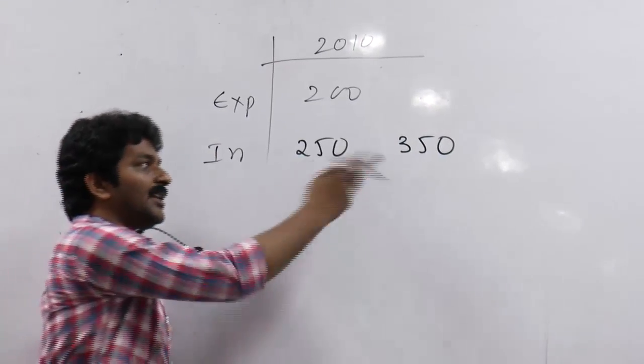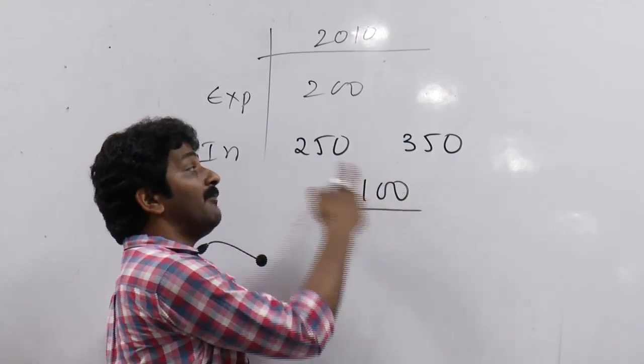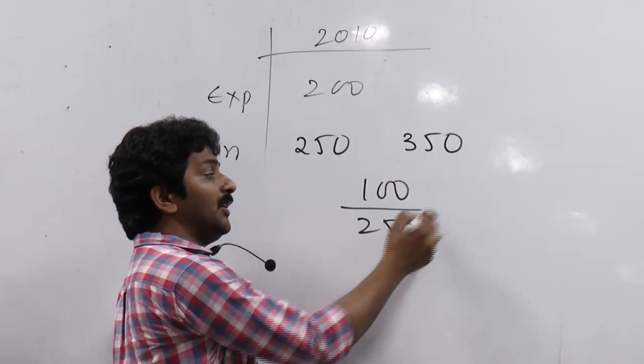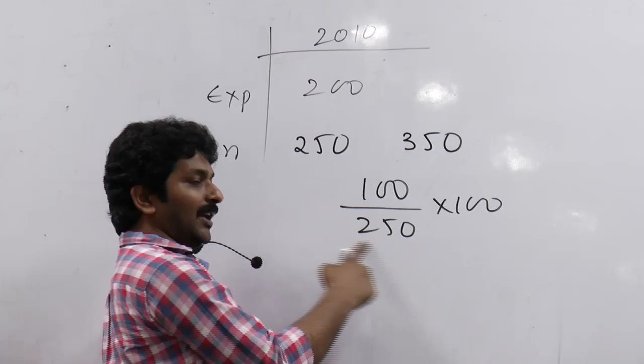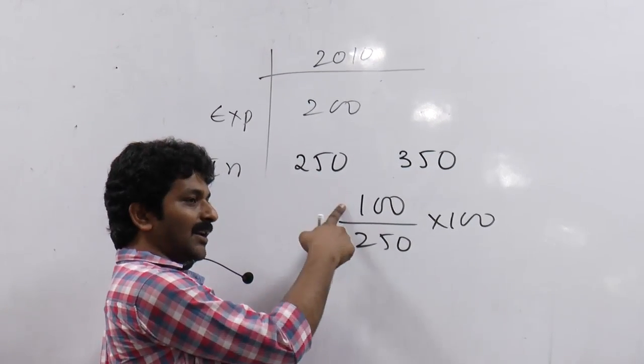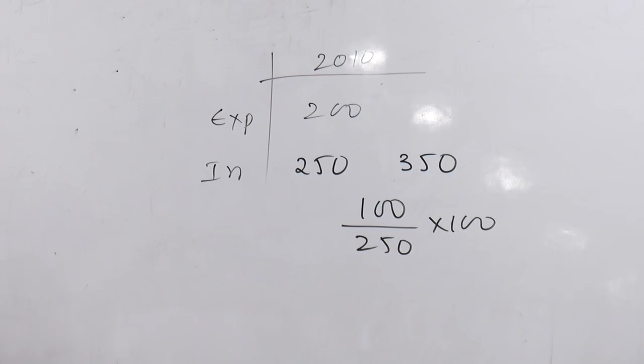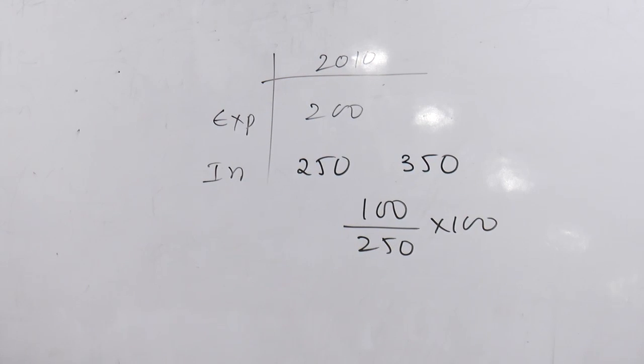350. Increased or decreased? Increased. By how much? 100. From where? 250. 100 out of 250: 10% is 25, 20% is 50, 40% is 100. So what percent increase do we have? 40%. 40% rise.